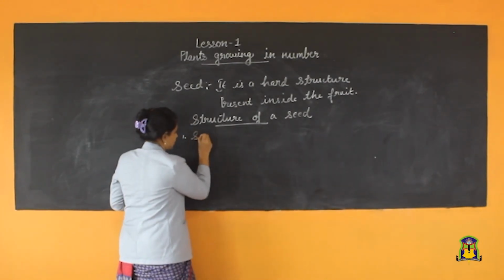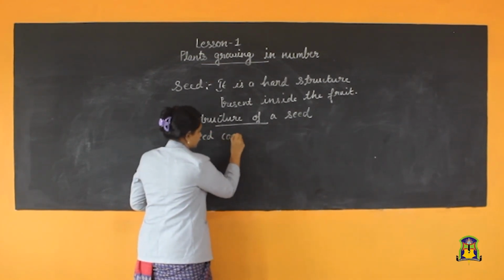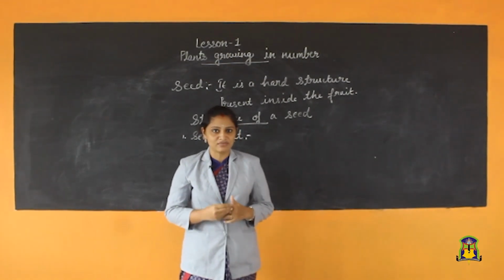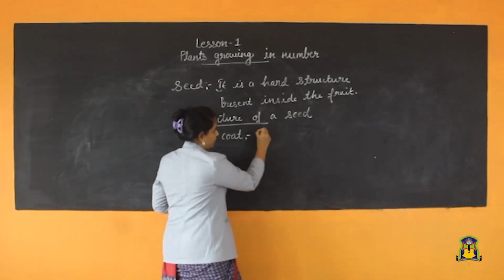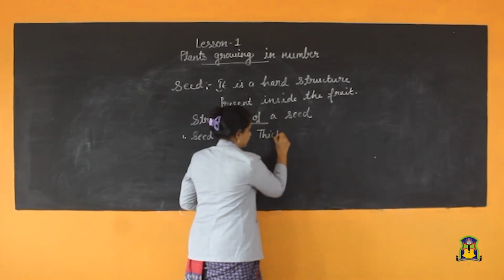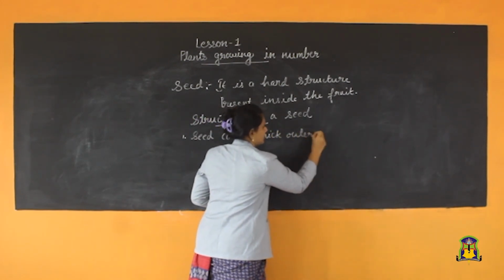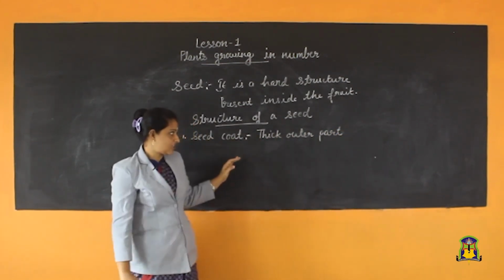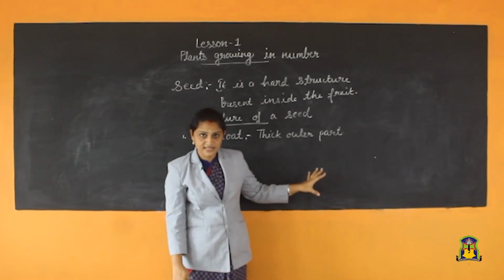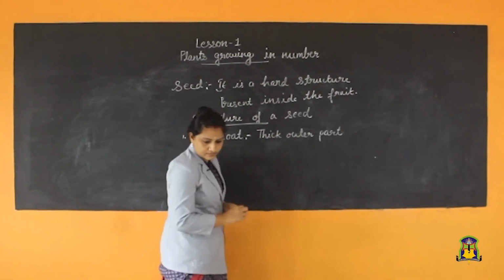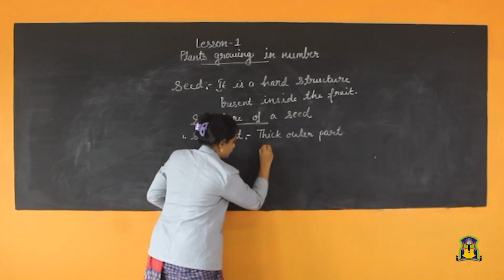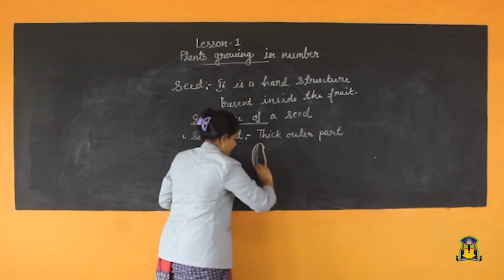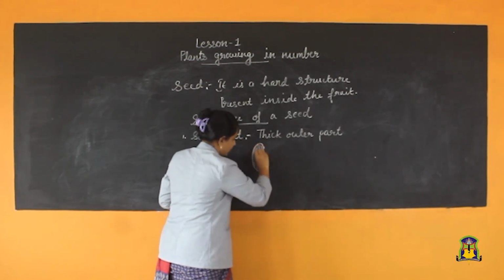Okay. Seed coat. What is seed coat? Thick outer part of the seed. Thick outer part. Okay. So, seed coat is the thick outer part of the seed. This is the seed coat, thick outer part.